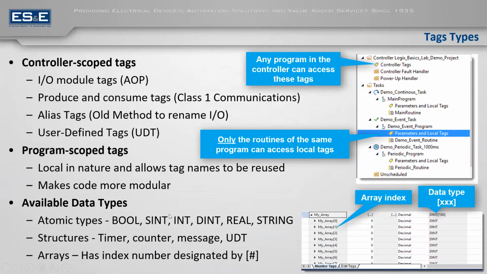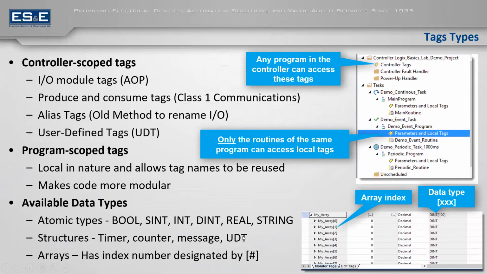The other thing here, though, that this does highlight, as there are what they call atomic, but what I would call built-in tag types. So you'll have Boolean, integers, double integers, reals, strings. They have tag structures, but there are pre-built structures such as a timer, a counter, and a message. Another structure type, though, is a UDT. A UDT is, again, a user-defined tag type.